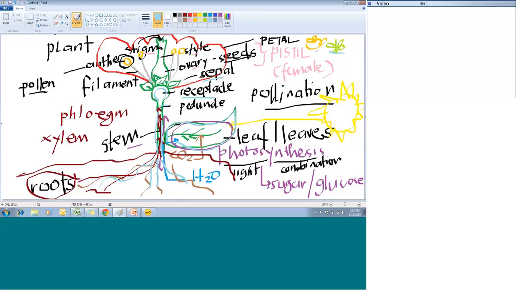This is your ovary, where the seeds are produced. The style, the stigma is the opening. You have stalks here, which we call the filament. The anther, which produces the pollen. Now the insects get attracted to the petals, transporting the pollen to the stigma, which is what we call pollination. And there you have it, the parts of the plant.